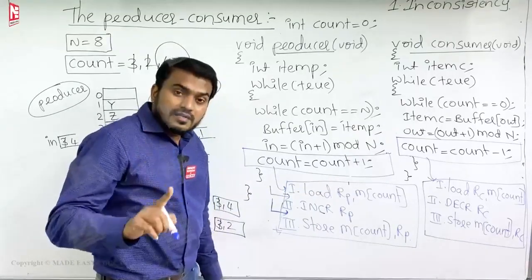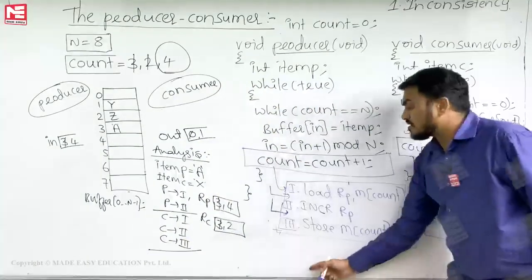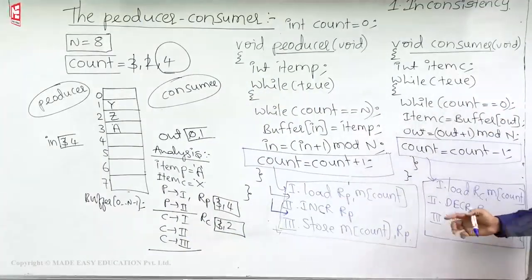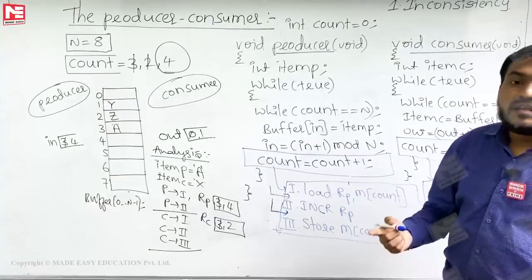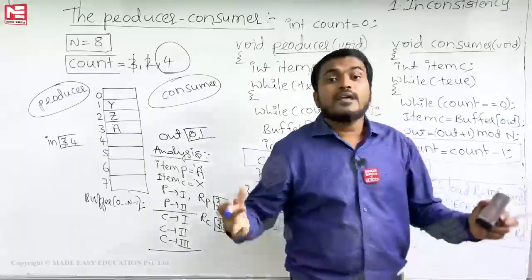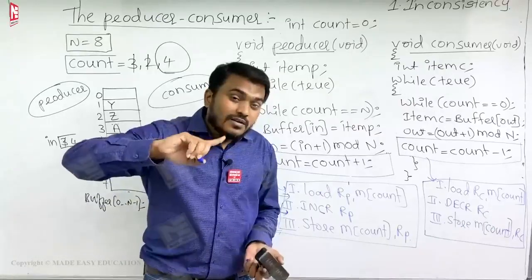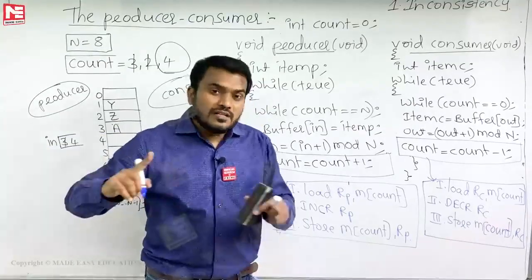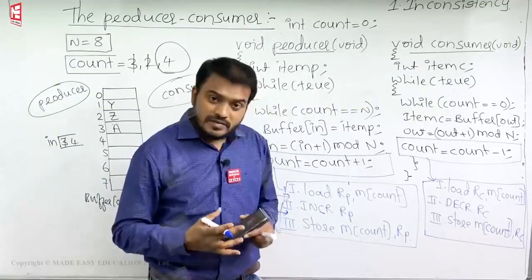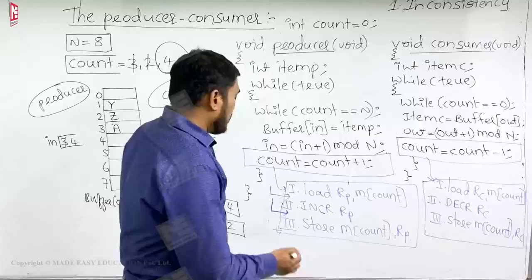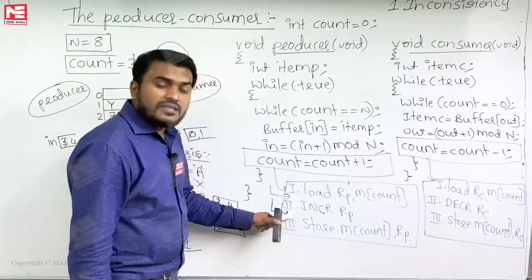Remember, if all these instructions, look here, this instruction and these instructions, if all these instructions are executed without any preemption, the solution may work fine, but you cannot guarantee that preemption will never arise. You cannot guarantee that preemption will never arise after the second instruction.